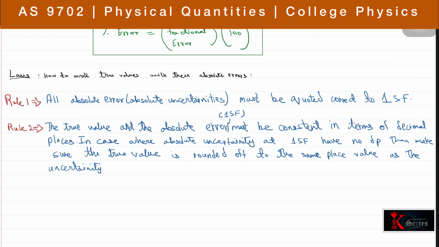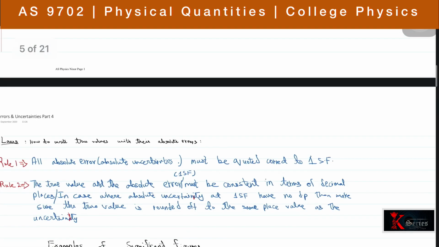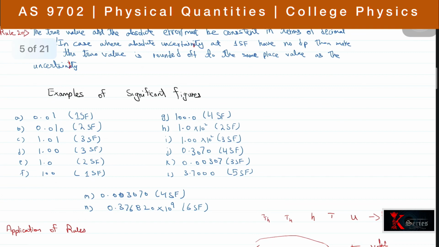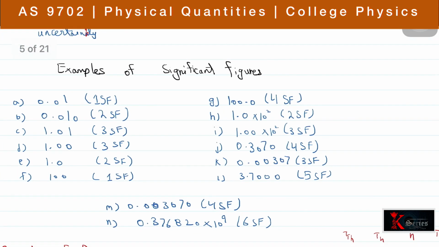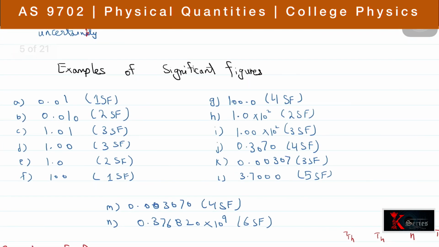Now moving on, here are a few examples of significant figures. So A is 0.01, we know it is correct to one significant figure. Now there is B, which is 0.010, which is correct to two significant figures.